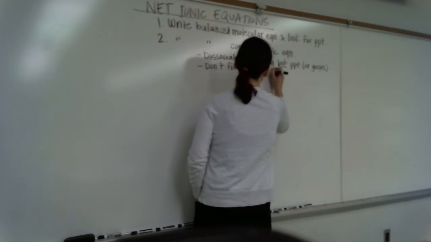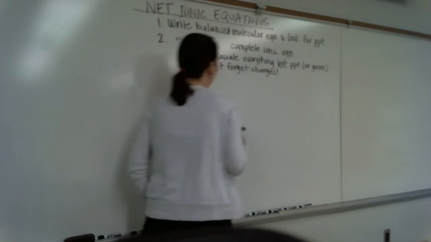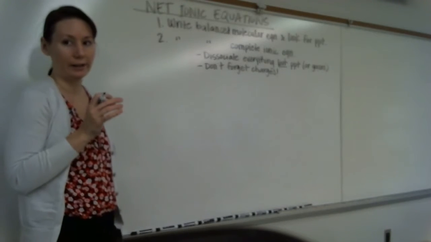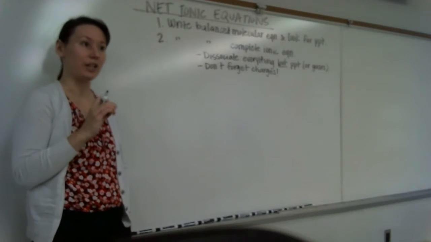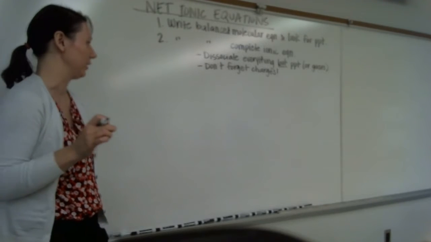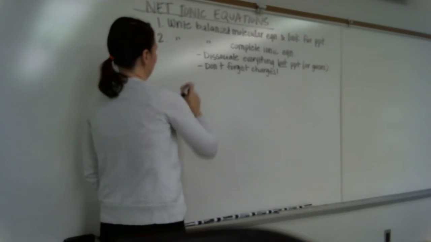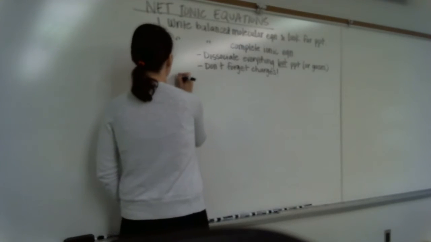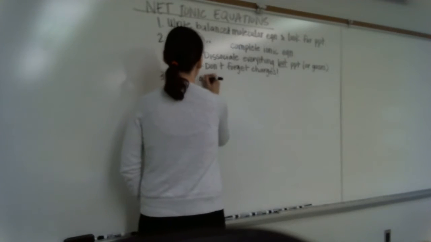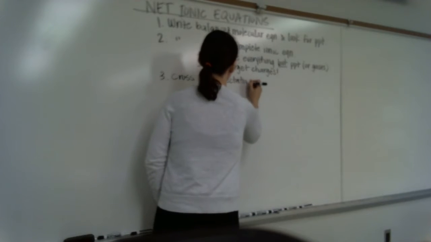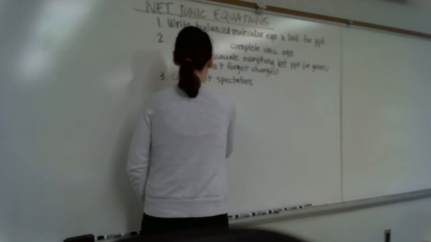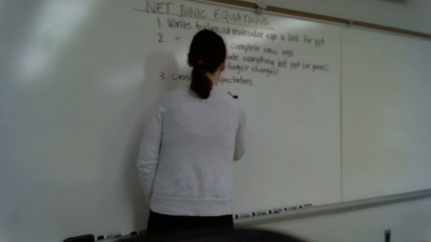That's the number one mistake I see, right? Think ionic, right? If it's an ionic equation, it has to have charges. Ag and Ag plus are not the same thing, right? So do not forget your charges. Then you would cross out your spectators. And that gives you net ionic.